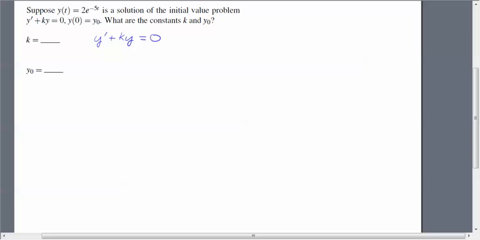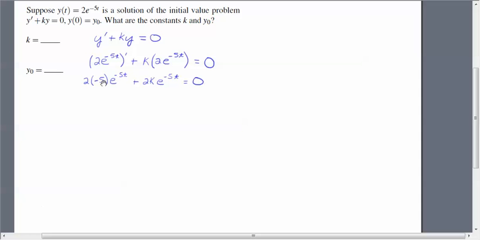Okay, first thing, I'll just rewrite the ODE. Then I'll take this solution, this y of t, and substitute it into the ODE. So now you can see here we put in the 2e to the minus 5t for y. Then we're going to prime that, so that means we're going to take the derivative, and the derivative is with respect to t. So let's go ahead and do that.